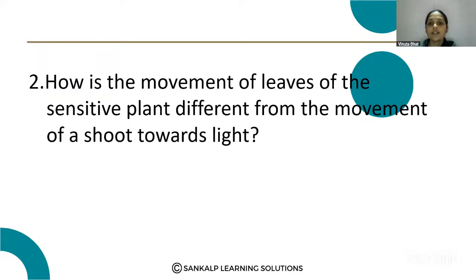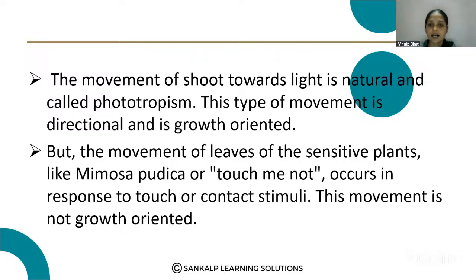How is the movement of leaves of the sensitive plant different from the movement of the shoot towards the light? The movement of the leaves of the sensitive plant is independent of growth, meaning growth is not involved in that movement. But shoots grow towards the light, and that involves growth. Yes, so this is the answer.